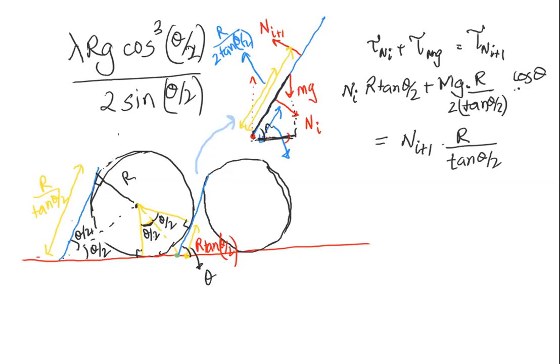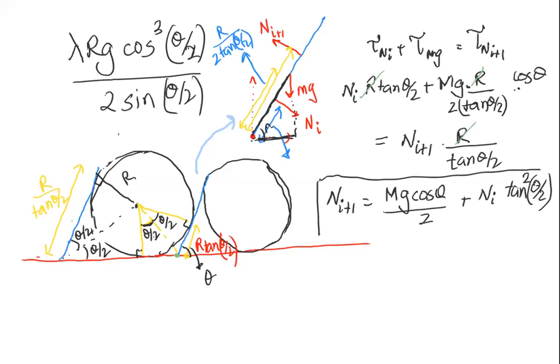So now I can write a very unique relation. I hope everybody can see this. The unique relation is that मैंने एक तो r को कैंसिल कर दिया, r तीनों टर्म से कैंसिल हो गया और tan थीटा बाई 2 से मल्टीप्लाई कर दिया. जब tan थीटा बाई 2 से मल्टीप्लाई मैं करूंगा तो मेरे पास आएगा mg, सॉरी नॉट r, mg cosine थीटा बाई 2 plus ni into tan square theta by 2. बहुत ही यूनिक चीज है.